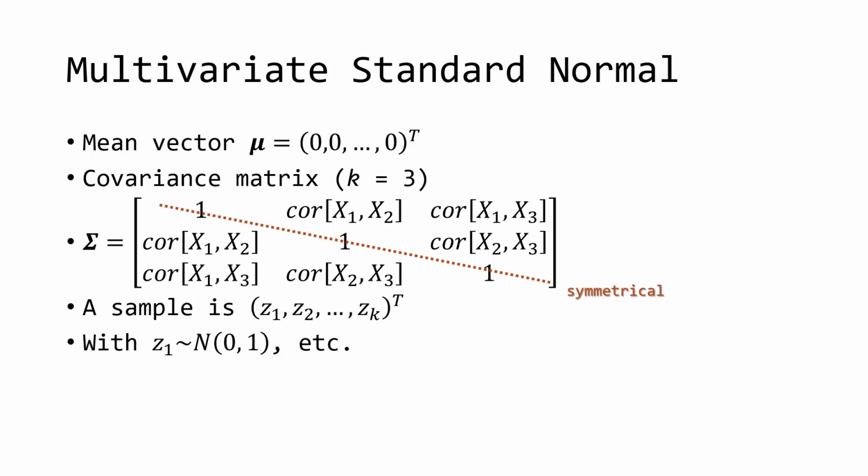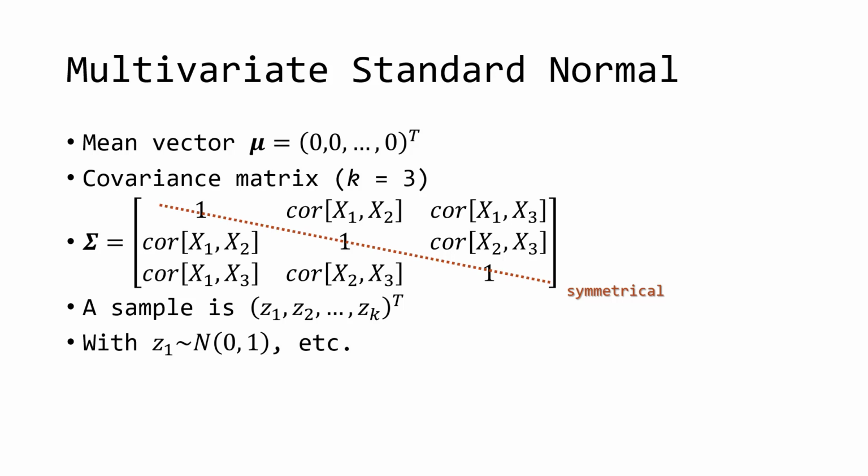Recall that the standard normal distribution is a normal distribution with a mean of 0 and a variance of 1. The multivariate normal also has a standard version. The mean vector of a multivariate standard normal distribution is a k-length vector containing zeros. All of the variables have a mean of 0.